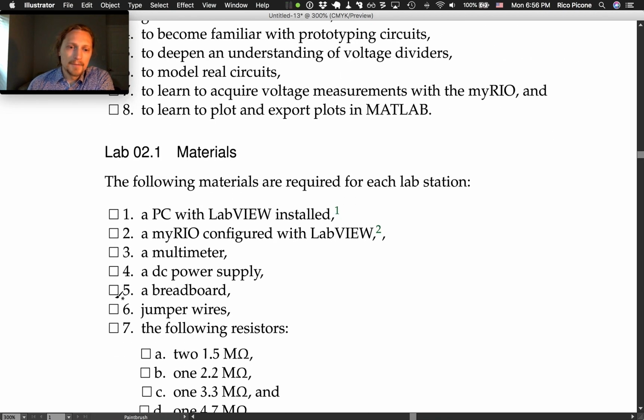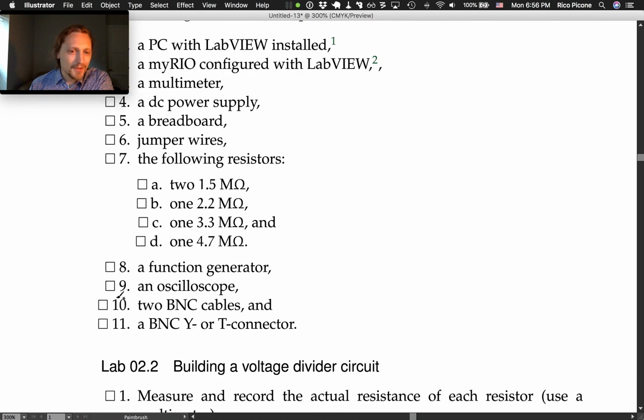So, we'll start out by going to your stations. You're going to be working in groups this week. You're going to have a MyRio, obviously the PC, a multimeter, a DC power supply, a breadboard, jumper wires, some resistors, a function generator, an oscilloscope, 2 BNC cables, and a BNC Y or T connector.